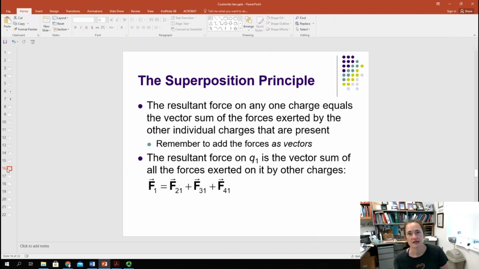Also understand that it obeys what's called the superposition principle. So if you have a collection of charges, say that you don't just have 2, but maybe you have 4 charges, like shown here, then the total net force on charge 1 would be the sum of the forces from each one of the charges. So let's say the force from charge 2 on charge 1 plus the force from charge 3 on charge 1 plus the force from charge 4 on charge 1. You'd have to do a vector sum of all those forces to get the net force on charge 1. That's what the superposition principle is basically saying.